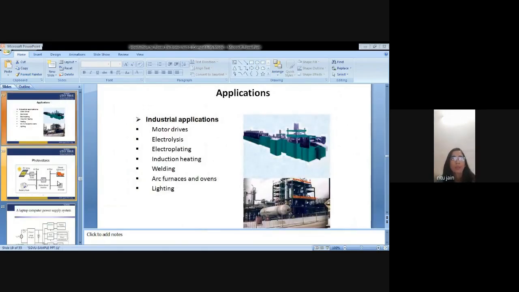Next, these are the industrial applications of power electronic devices: motor drives, electrolysis, electroplating, induction heating, welding, arc furnaces and ovens, and lighting.